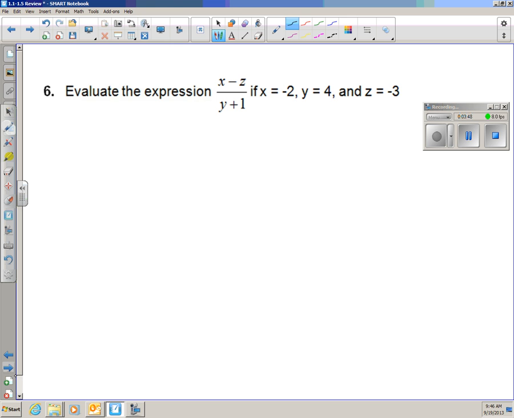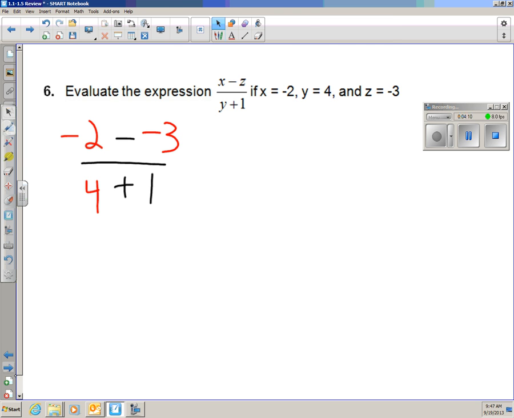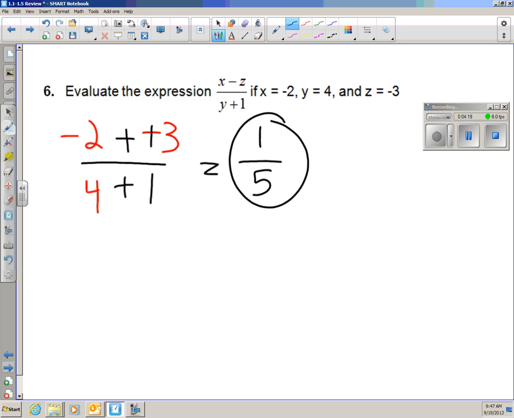Number 6, evaluate the expression x minus z divided by y plus 1. I'm just going to put in what I know for sure isn't going to get replaced by anything. So I've got a minus sign, a fraction bar, and a plus 1. X is -2. Z is -3. Y is 4. In my numerator, which I have to do first, -2 minus -3 becomes -2 plus 3, or 1. 4 plus 1 is 5, and that's as far as I can go.